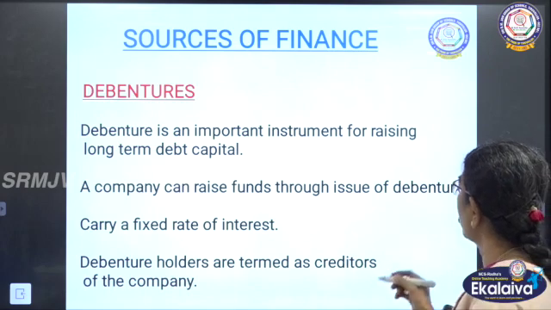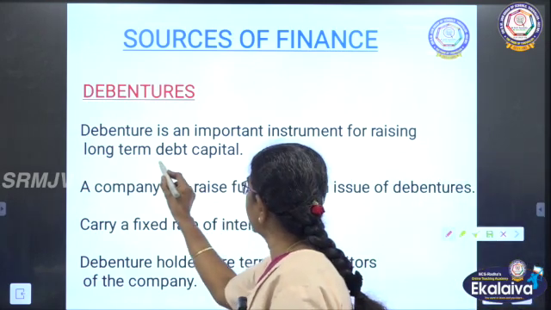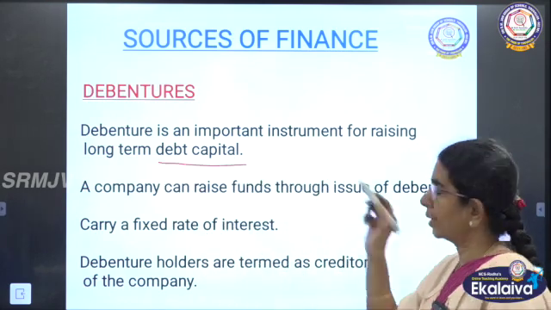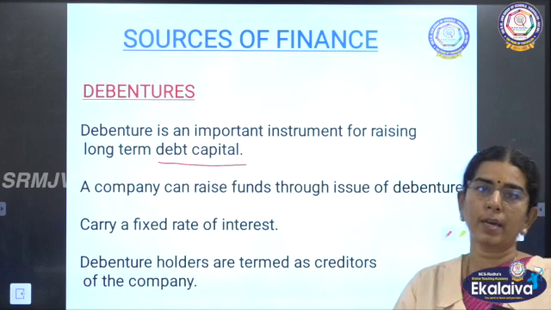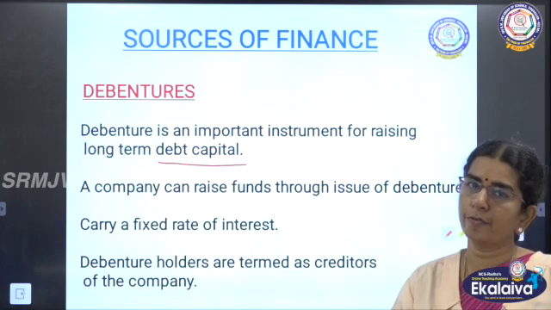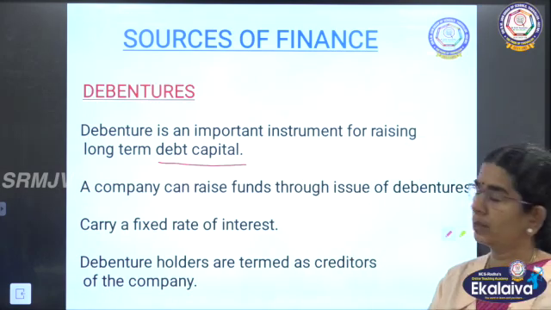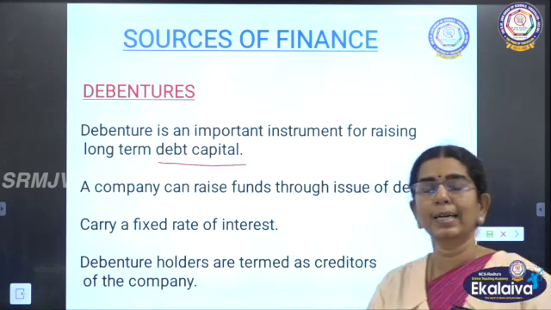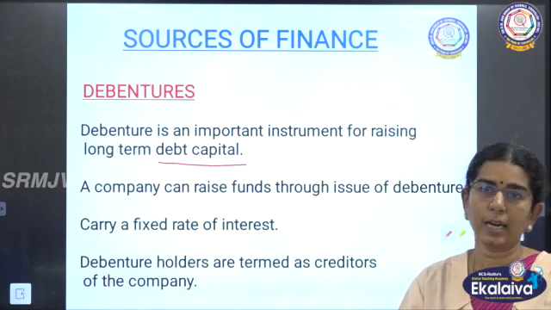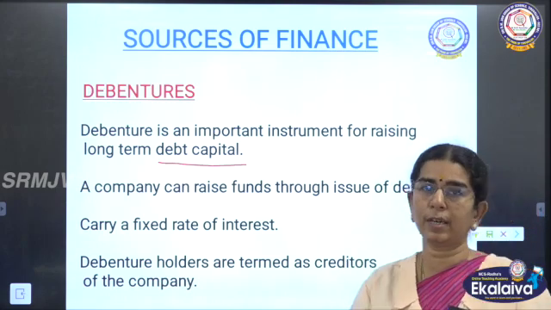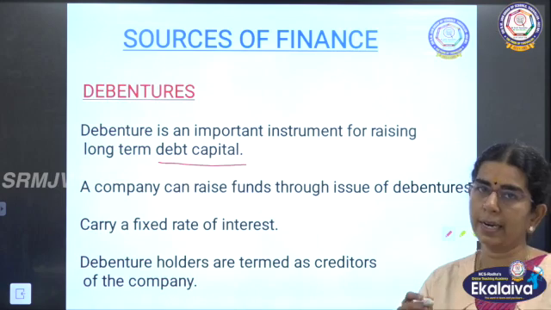So, debenture is an important instrument of raising long term debt capital. Debenture is a debt capital. It is an acknowledgement by the company to borrow some money and it promises to repay on a future date. The holders of debentures are called debenture holders. These debenture holders are considered as creditors of the company. They are not the owners of the company like the shareholders. Shareholders are the owners of the company. Debenture holders are considered as creditors of the company like money lenders.